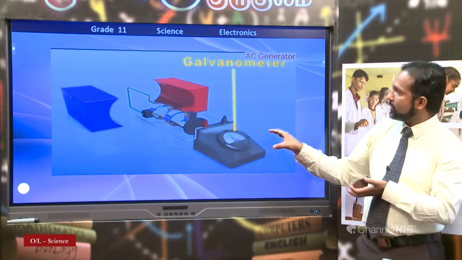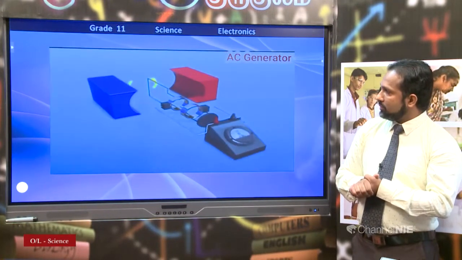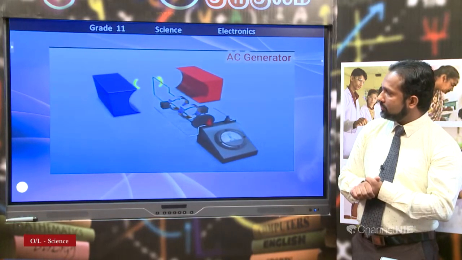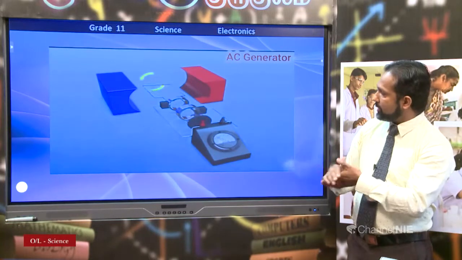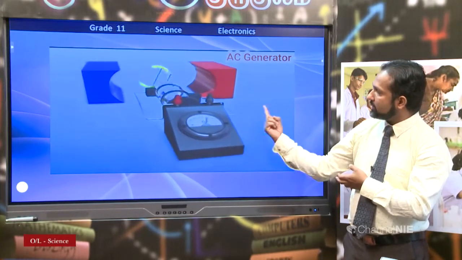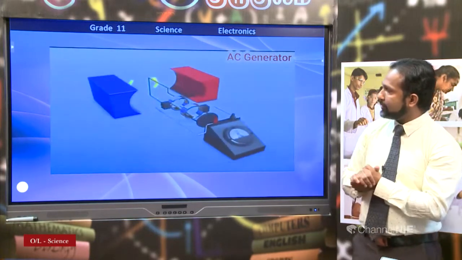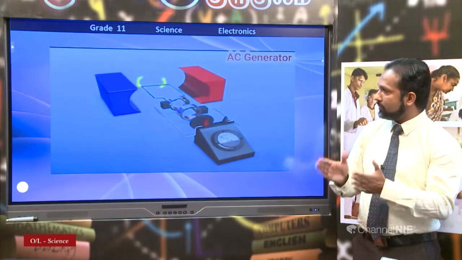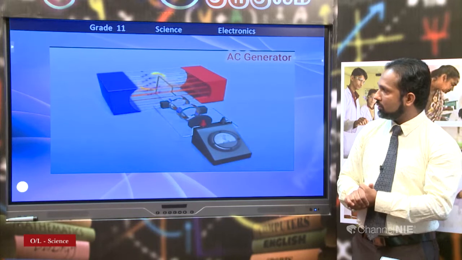This is the center zero galvanometer. When turning in the anti-clockwise direction, the galvanometer indicator shows a deflection to either side. Why is that? Because of the generation of induced electromotive force.